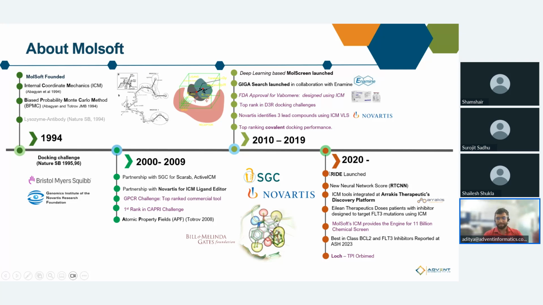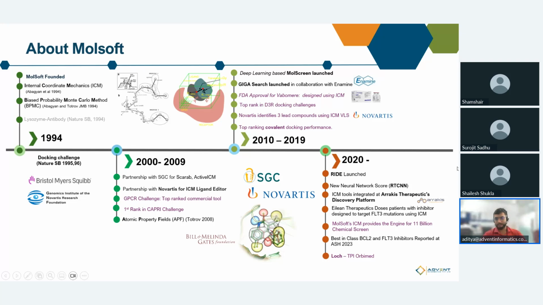In the current decade, from 2020 to the current year 2025, which is the era of AI and ML, Molsoft is not behind, and they have introduced new tools like RIDGE, Rapid Ligand Discovery Engine. It is able to screen 6,000 conformers per second on a normal CPU, and on a normal GPU we are able to screen 1.5 million conformers per second. We have introduced a new scoring function, RTCNN. It is a neural network based score, which we use during our docking and all such things.